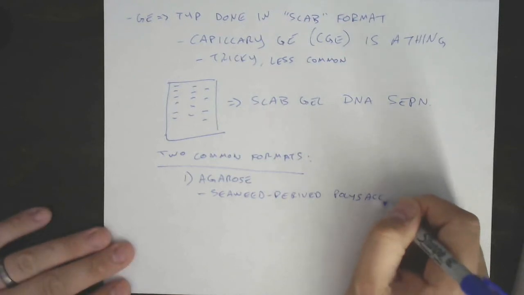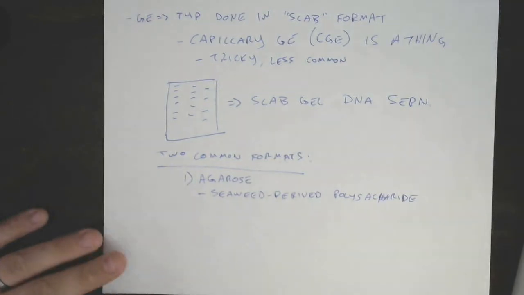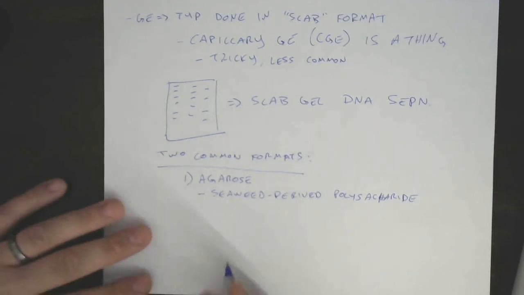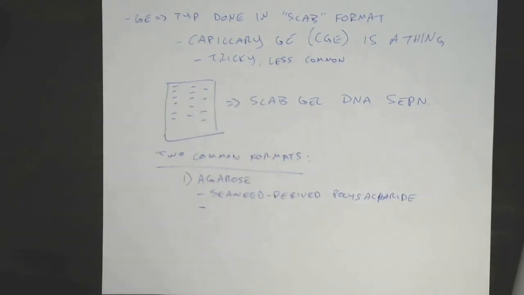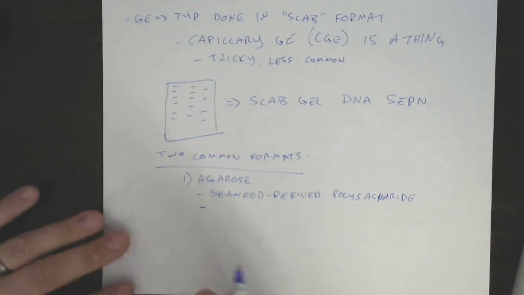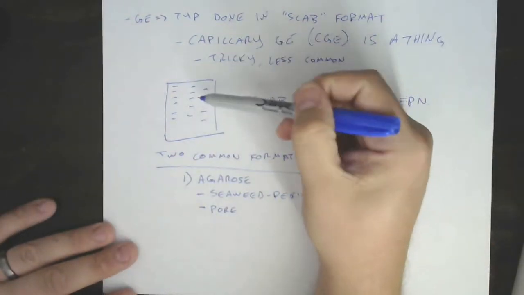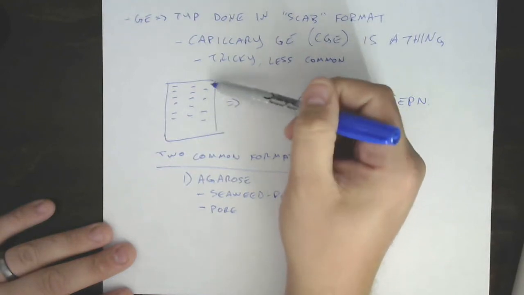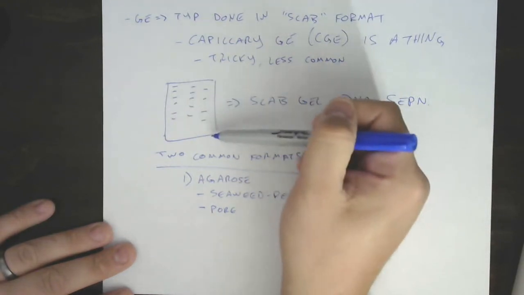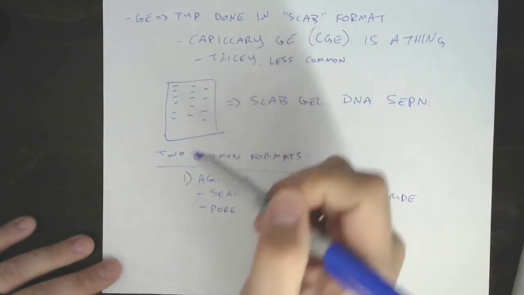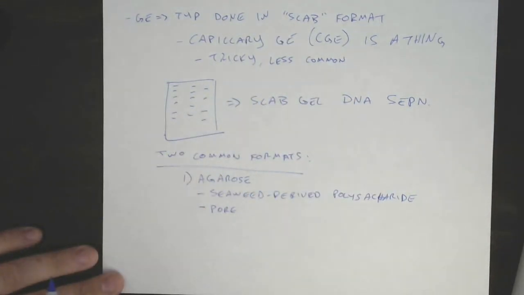Let's see if I can spell that correctly. Polysaccharide, I think. Seaweed-derived polysaccharide. It's a lot like gelatin, actually. It's a powder. You mix it with some solution, and it becomes sort of a gel material. You have pore sizes in these. So the trick to selectivity, the trick to making this stuff move, is that the pore sizes inside these gels are the right size to restrict slightly the motion of the size range that you're looking at.